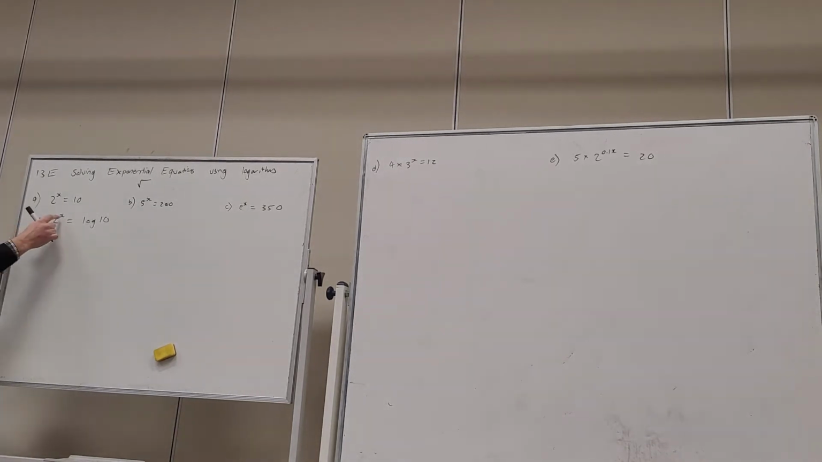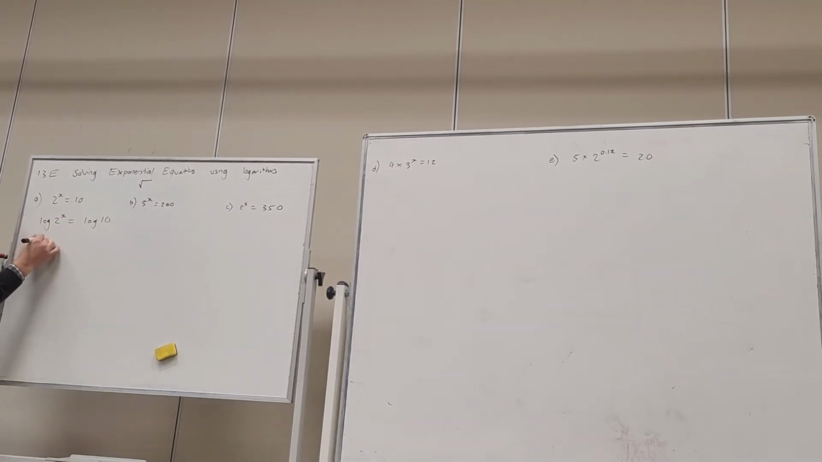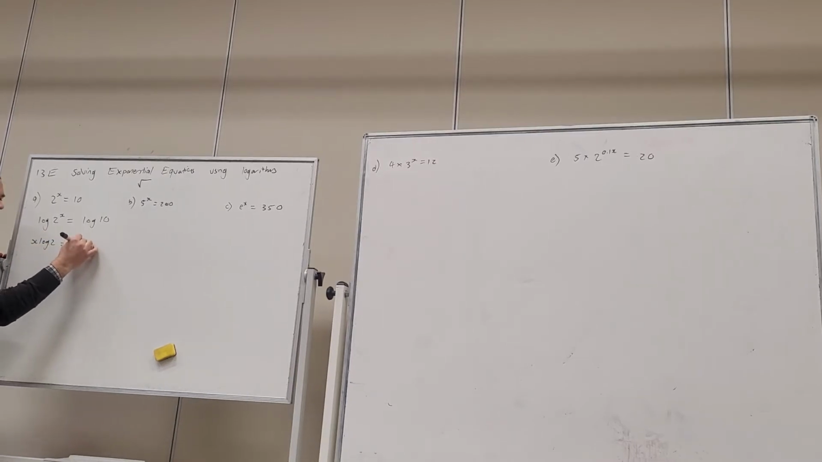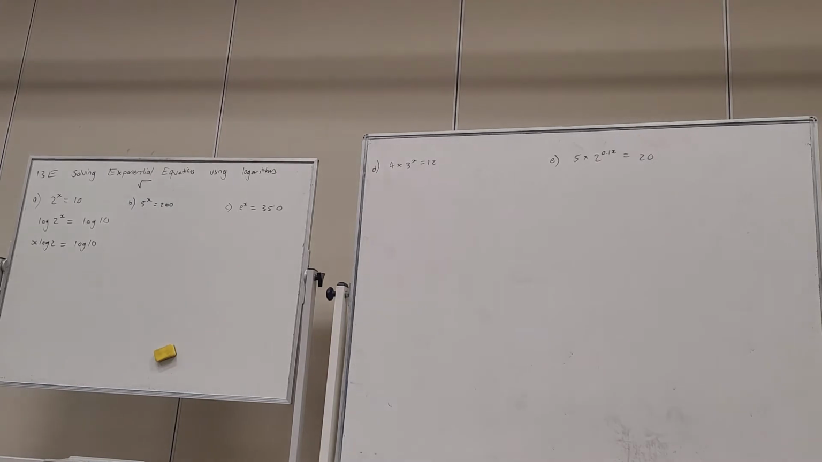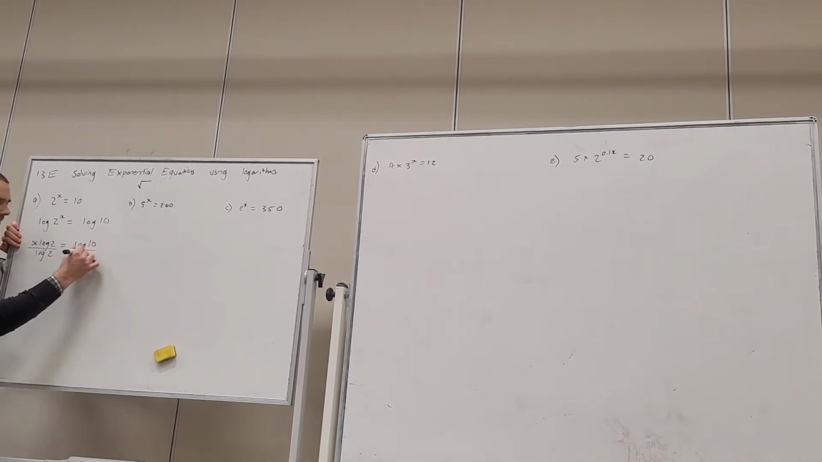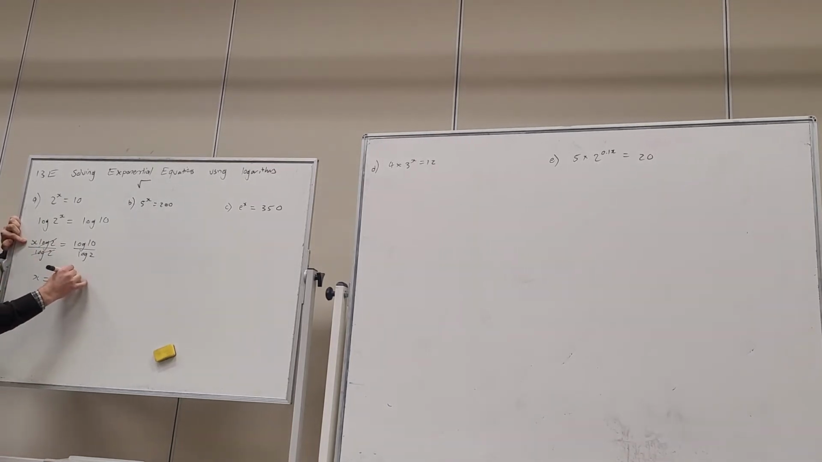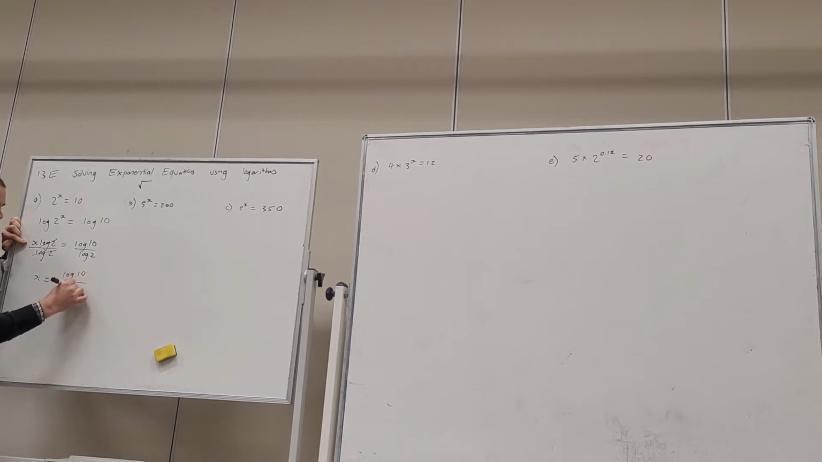Now here, one of our rules of logarithms is that we can bring that power out the front. And so we're going to have x log 2 equals log 10. And we're trying to get x by itself. Here, this is x times by log 2. So if we want to get rid of the log 2, we can divide both sides by log 2. That's going to cancel here. We're left with x. X is equal to log 10 divided by log 2.